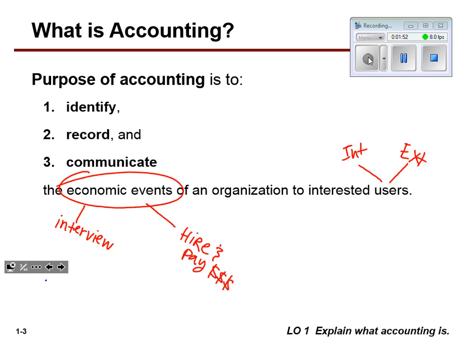So interviewing them, even hiring them, I shouldn't have put maybe the word hire there. The hiring of a new employee, not so much. But when we start paying them or withholding money out of their account, then all of a sudden that's economic. So the key here is what really do we record? And I think that new hire example is a good one.